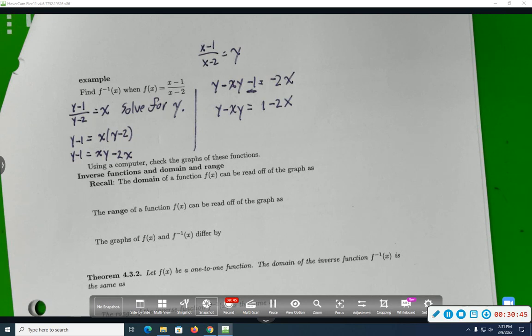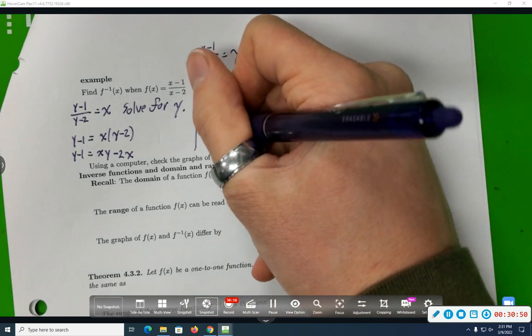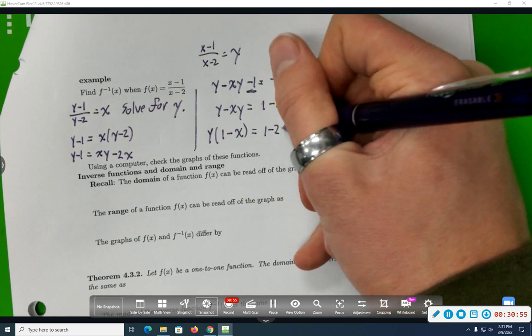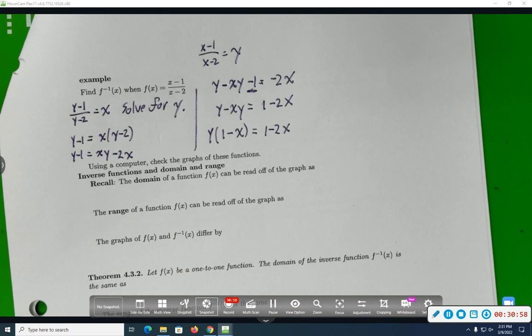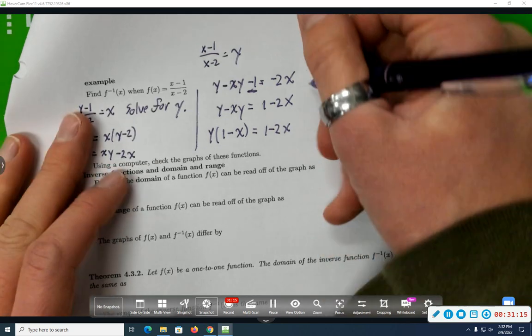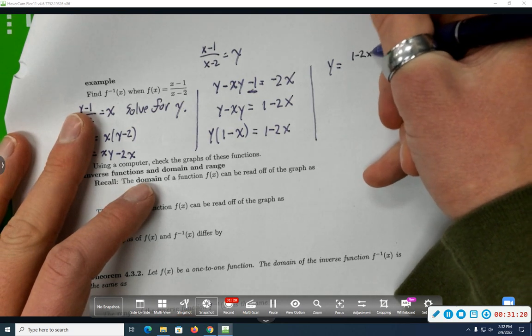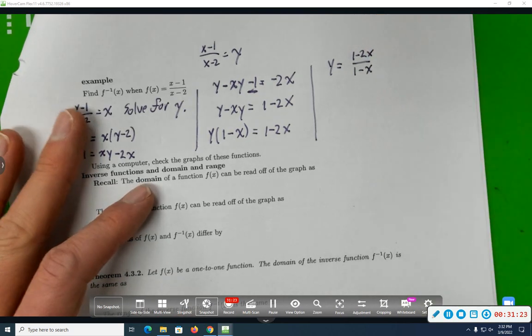Can you factor out the y? Let's factor out that y. So that'll be y times (1 minus x) equals 1 minus 2x. Nice. And with that in mind, how would you now get y onto its own? You just divide by 1 minus x on both sides. Divide the thing that's next to the y over to the other side. y equals (1 minus 2x) over (1 minus x).